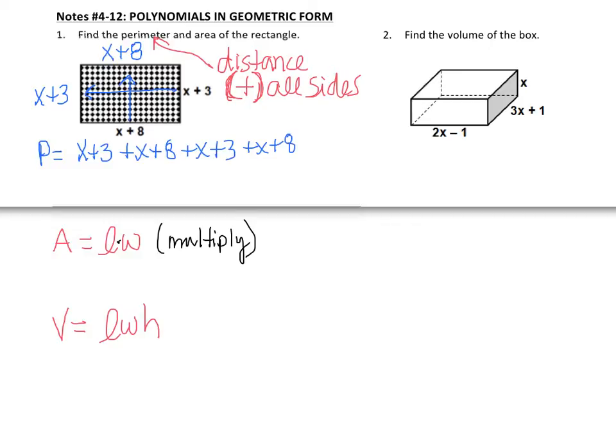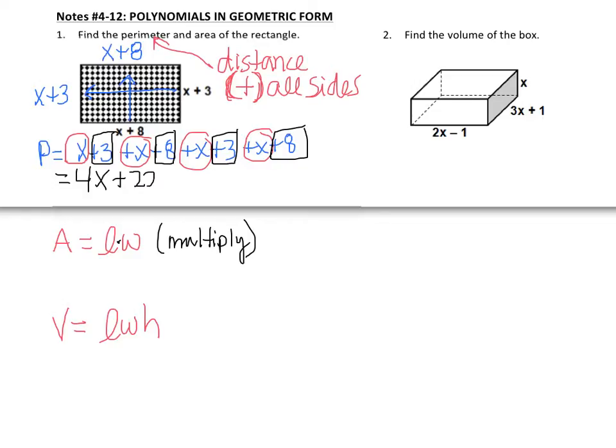Now let's look for like terms. So we have 1x plus another x plus another x plus another x, so that's going to give you a total of 4x. Now remember, when you add, you're just collecting like terms. You're not going to change the exponents at all. Then we look for more like terms: plus 3 plus 8 plus 3 plus 8. If you add all of that up, that will give you 22. So plus 22. And that is your perimeter.